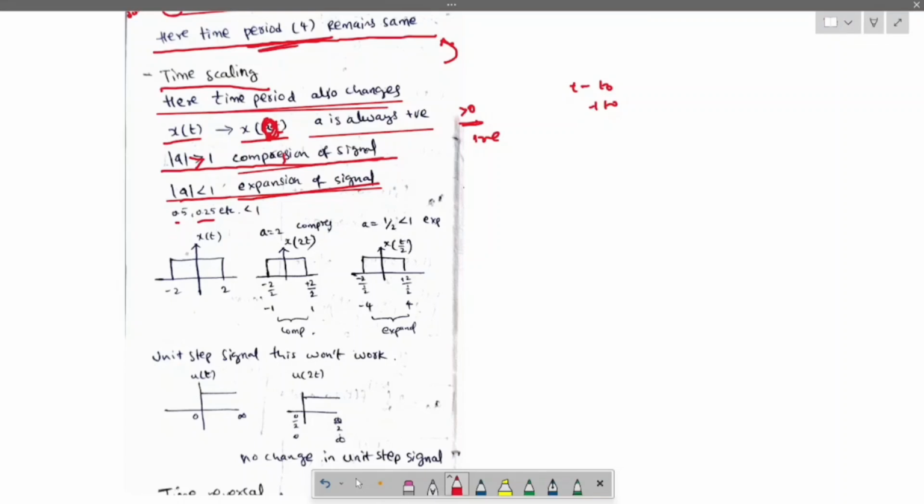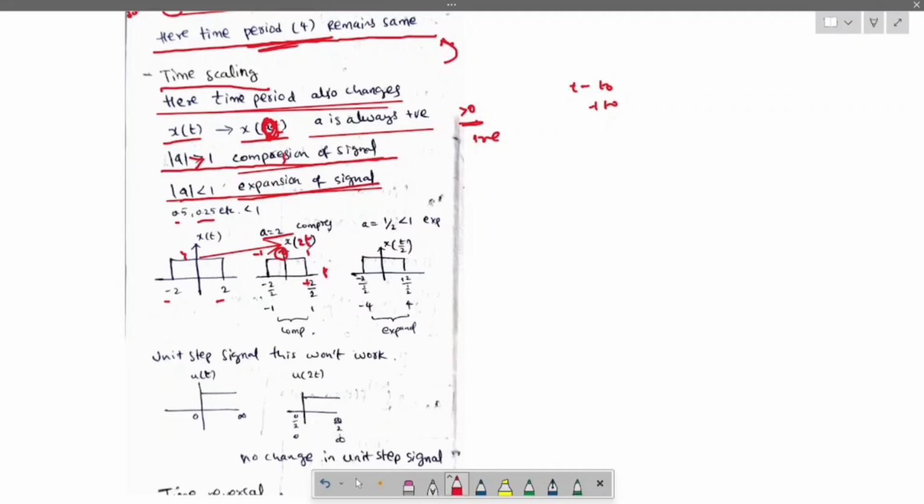See here, the same -2 to 2, let it be the graph. If a equals 2, you need to divide. So if a is 2, it is 2t. For the time it is +2 by 2, -2 by 2, which means it will lie between -1 and 1 only. See here, the time period is changing from 4 to 2 units.